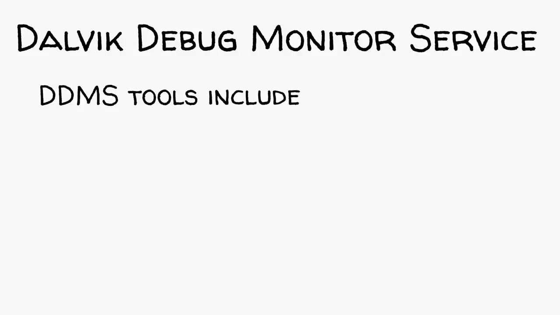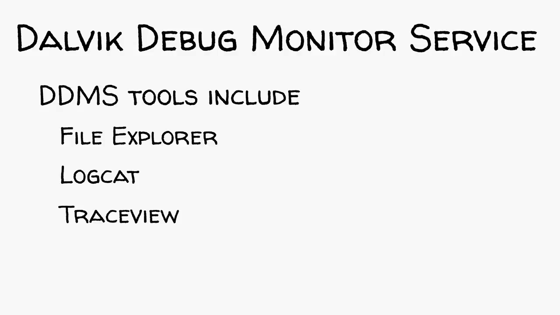Now today, I'll talk about just 4 of these tools: the File Explorer for viewing a device's file system, Logcat for logging and displaying runtime events, TraceView for displaying method execution traces, and the Hierarchy Viewer for examining user interface layouts. Let's look at these tools and see how you can access them from the IDE.